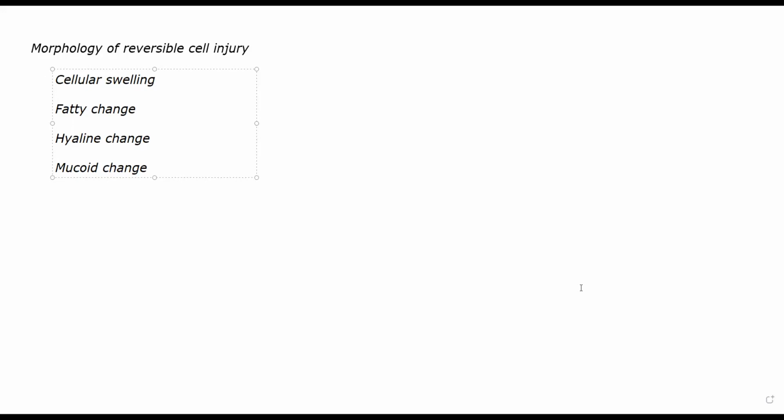Now, if the stress exceeds the capacity of the cell to adapt, okay, if the stress is persistent and progressive for a long period of time, it will lead to structural and functional changes in the cell where your cell will start moving towards cell death. Okay, it will go into the territory of irreversible cell injury and slowly it will start progressing towards cell death.